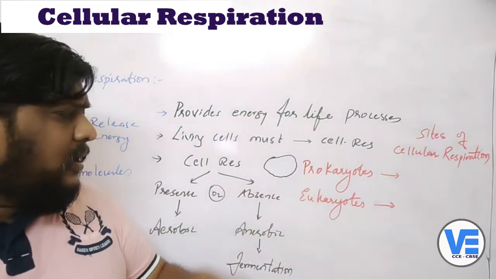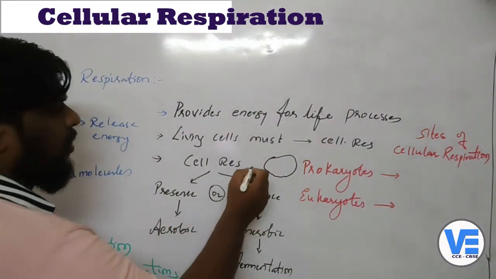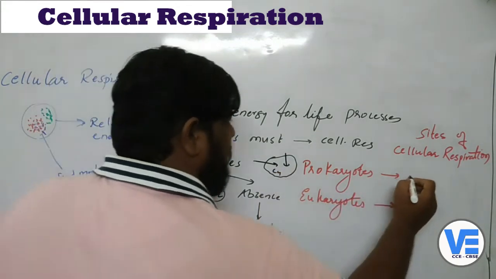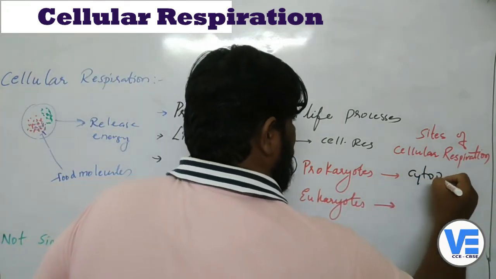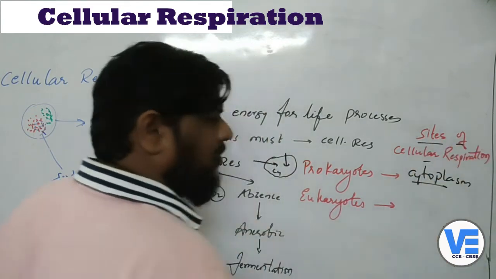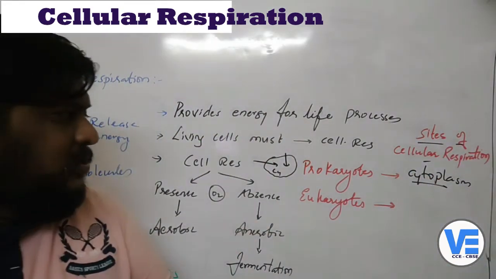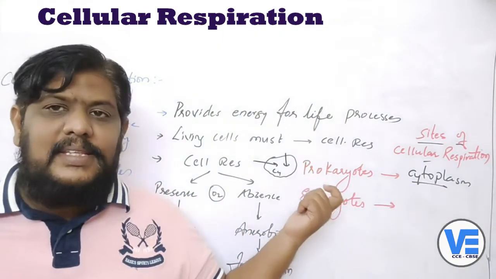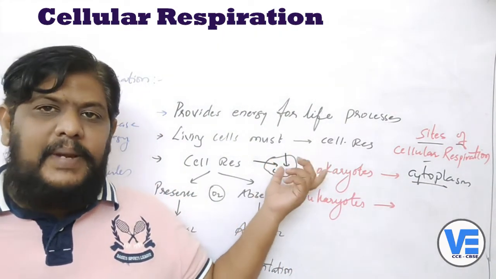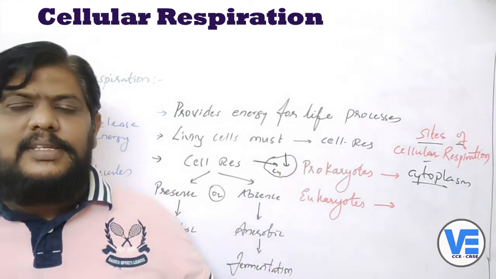Whatever the energy production or everything, that will take place in the cytoplasm. So cytoplasm, you can say, is the site of cellular respiration. If the cellular respiration has to take place, what is the place in the cell? That is only the cytoplasm. So cytoplasm is the place where the cellular respiration is taking place in prokaryotes.